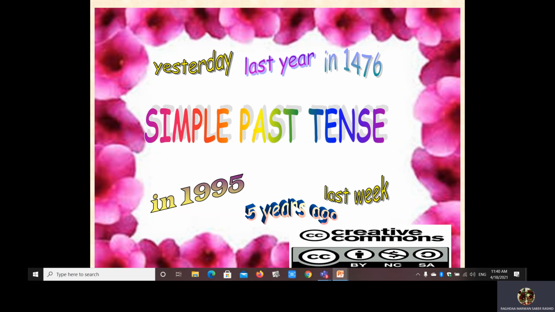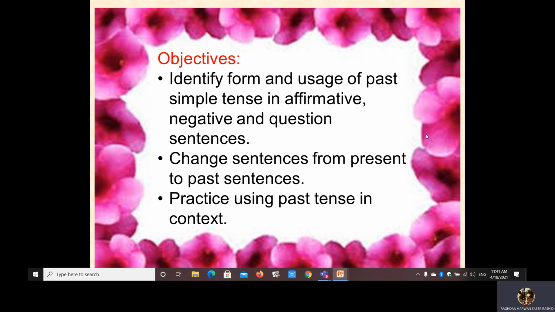It's very easy. You have to practice as much as you can to know or understand this tense. How can you use it in form and usage? We have some words coming with past simple tense like yesterday, last year, in 1476, last week, 5 years ago, in 1995. So let's start the objectives of our lesson.